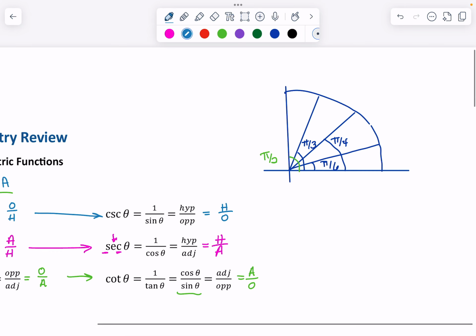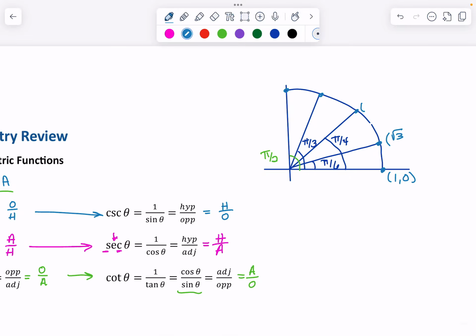So if I look at the ordered pairs there on the x and y, what I have is 1, 0 down there at 0 degrees. Here, remember, my x values are getting smaller, so I go to root 3 over 2, root 2 over 2. What I could write as root 1 over 2, but since root 1 is equal to 1, I'm just going to write 1/2 and a 0.